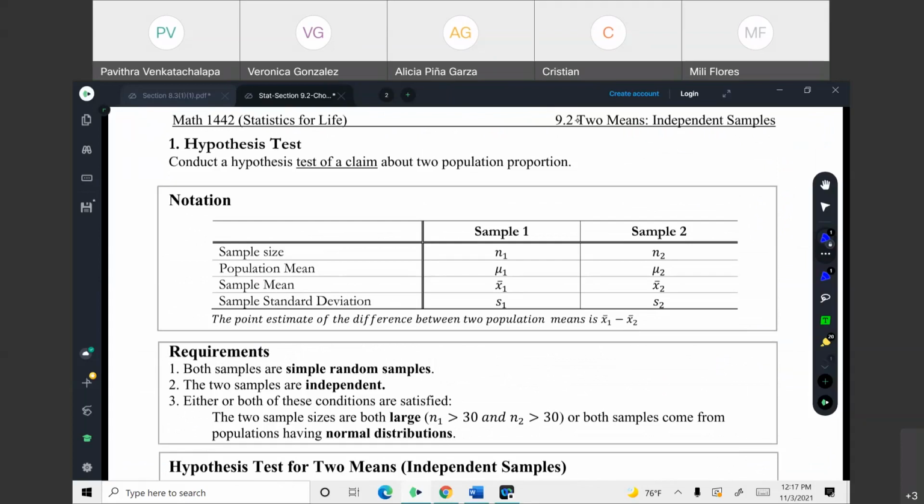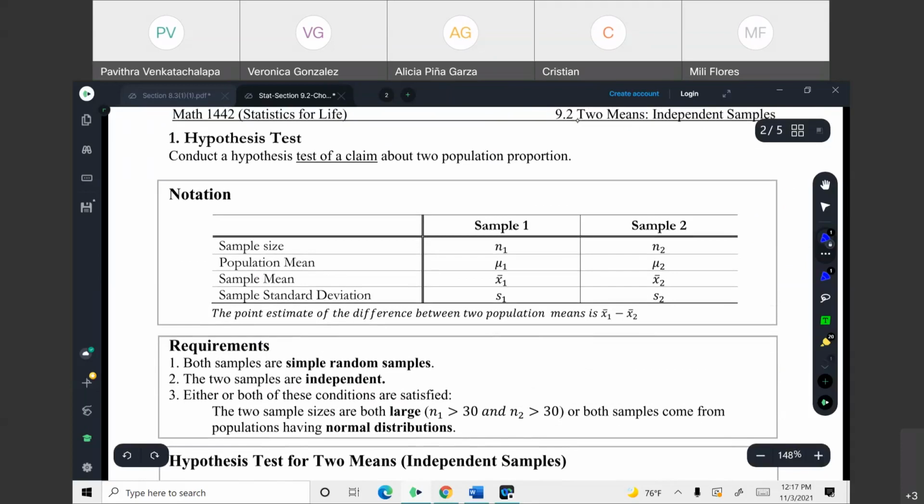Okay. Now these are the notations because we have two samples. Now you will denote sample 1 with a subscript 1. Sample size. Population mean is denoted by mu. Sample mean is denoted by x bar. And standard deviation, we call that S1 and S2. And the standard deviation is a sample.